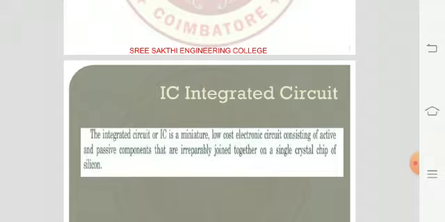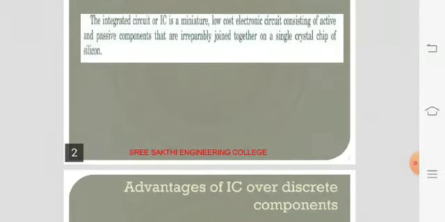So in electronic circuits we see the design of circuits using discrete components. In LIC we are going to see all the components together on a single chip, called an integrated circuit, that is an IC.